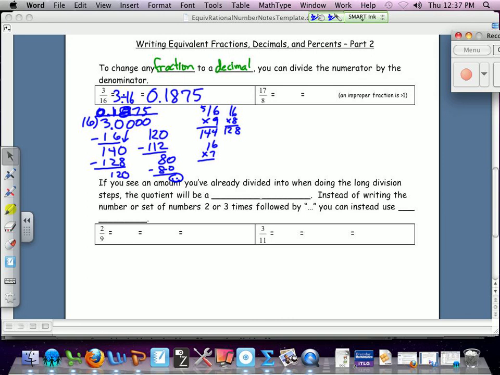We're going to have another long division example. This time, 17/8. Notice it is an improper fraction. So when I do 17 divided by 8 and I want to get a decimal answer, it is going to be something greater than 1. So 8 goes on the outside, 17 goes on the inside. How many times does 8 go into 17 without going over? 2 times. Because 2 times 8 is 16.